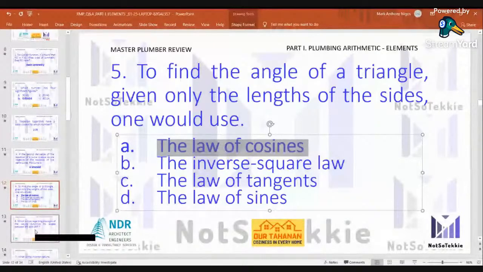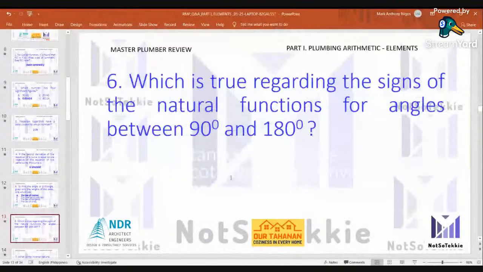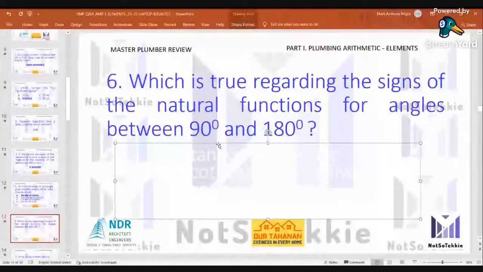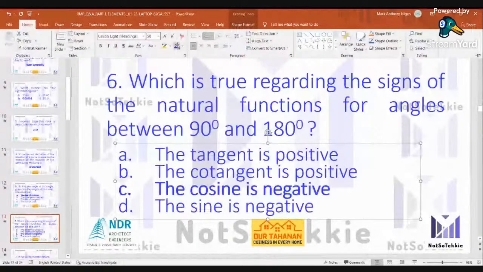Number 6 question. Which is true regarding the signs of the natural functions for angles between 90 degrees and 180 degrees? So, the answer is the cosine is negative.